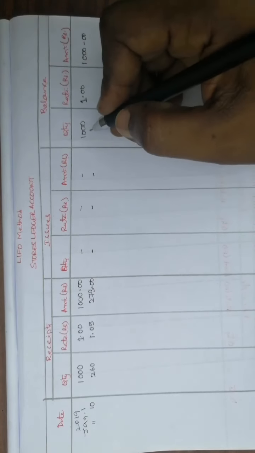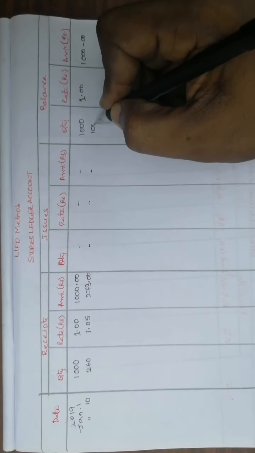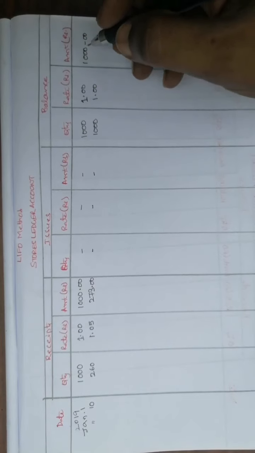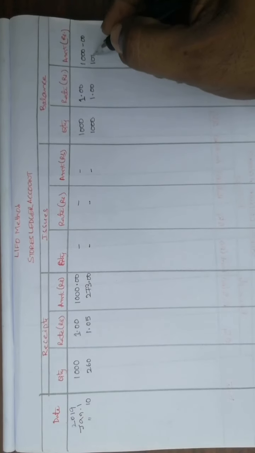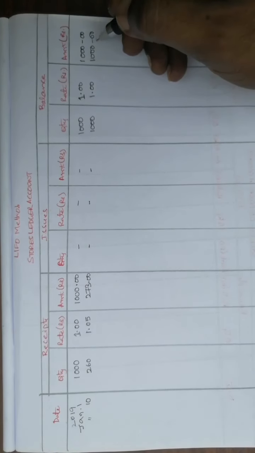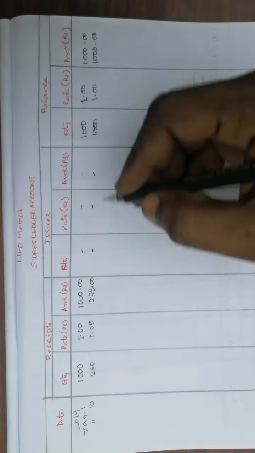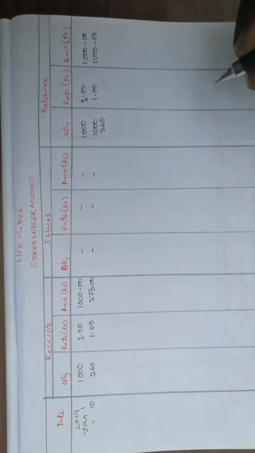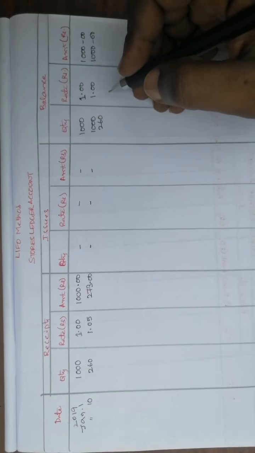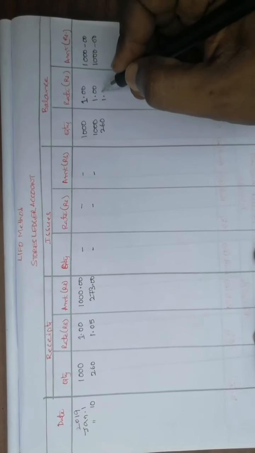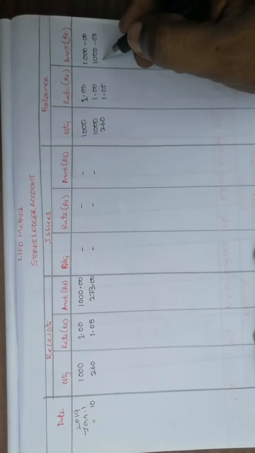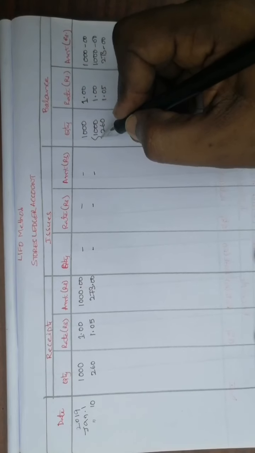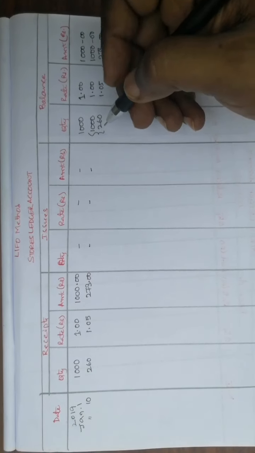Now the balance, how to maintain? 1000 as it is, at the rate of 1 rupee as it is, now 1000 rupees as it is. Now on the same day, we have purchased 260 at the rate of 1 rupee 5 paisa, amounting to 273 rupees. These two are the balance after January 10th.